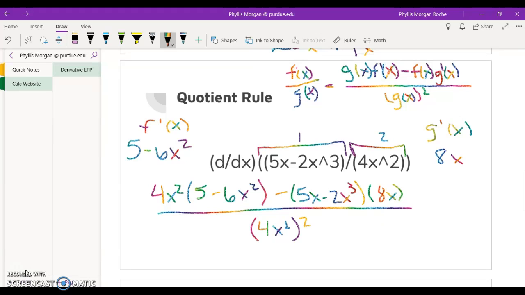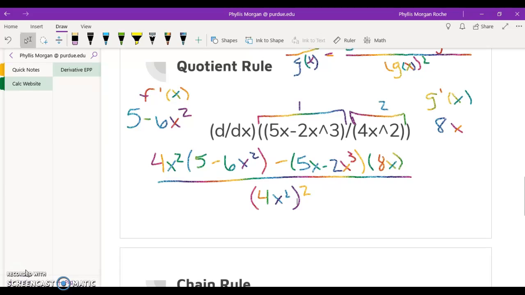Okay, we're going to minimize this a little. Okay, and you can simplify that if you want, but you can leave it just like this also.